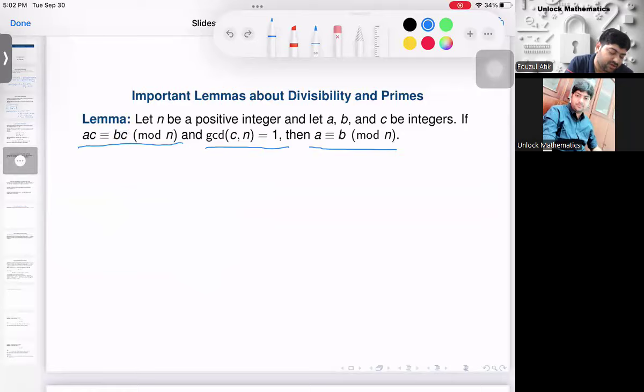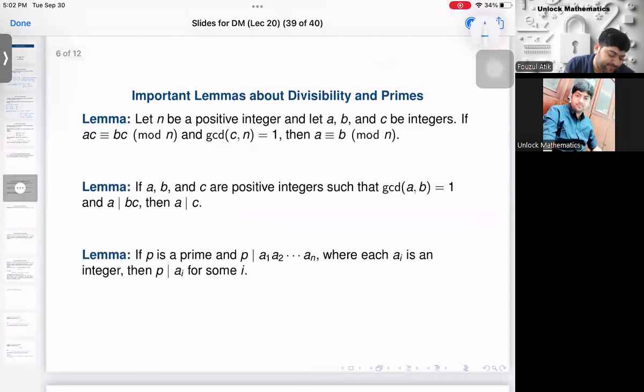Okay, next. We have two more results. It says that if a, b, and c are positive integers such that GCD of a and b is 1 and a divides b into c, then a must divide c. Correct? So if a, b, c are all positive integers, and GCD of a and b is 1, and a divides bc, then definitely a should divide c.